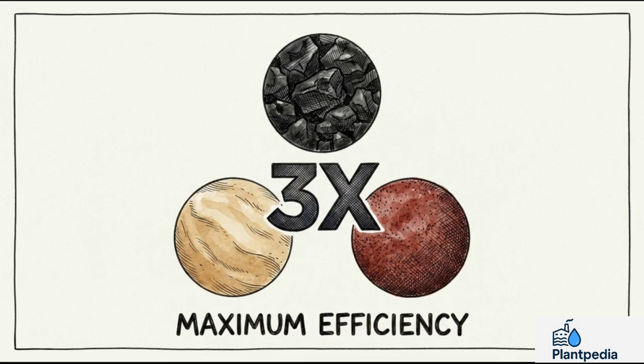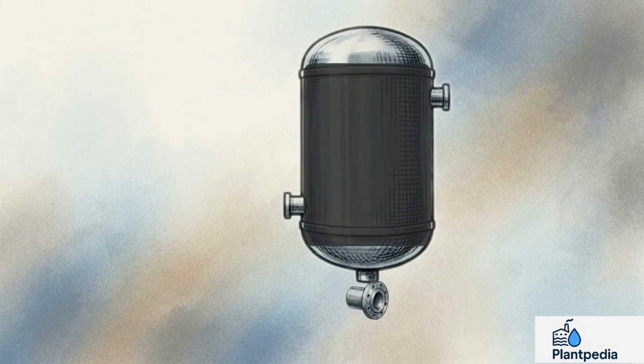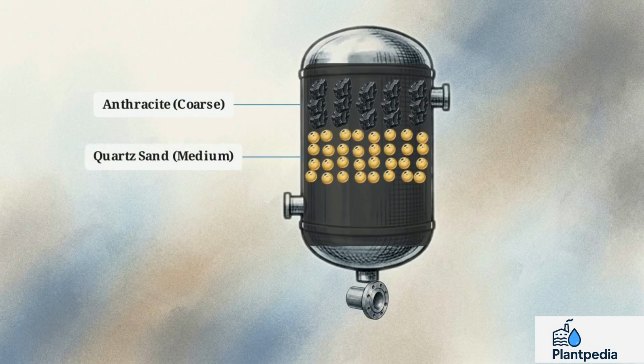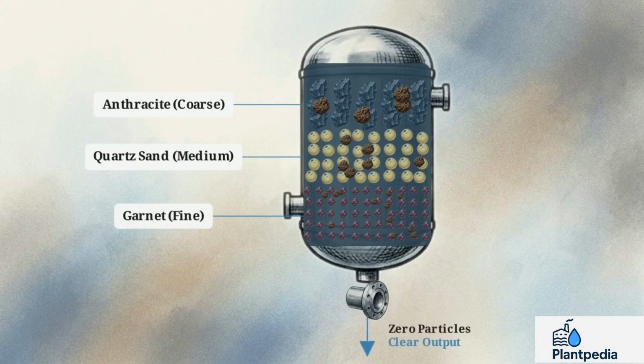If you need to push efficiency to the absolute limit, the multimedia filter, or MMF, adds a third high-density layer, typically garnet, to the bottom. In this cross-section, descending density filtration functions across the bed, anthracite on top, quartz sand in the middle, and fine garnet at the base. As water passes downward, progressively smaller particles are trapped at each transition, resulting in zero particles escaping the bottom output. But this comes with a steep trade-off.